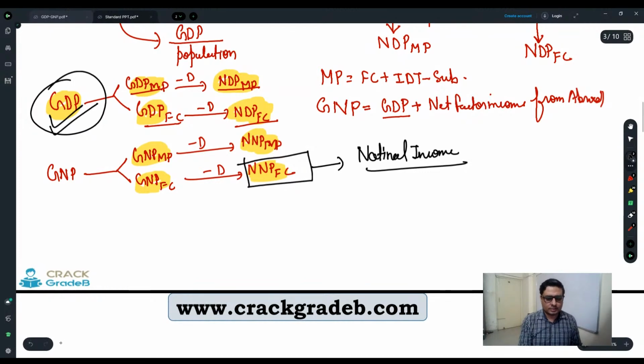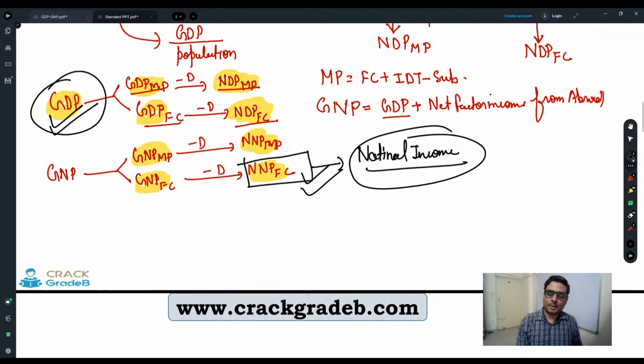Have you ever heard of NNP at factor cost? In common policy making or even the daily newspaper, everyone from the IMF, the Indian government, the RBI, every organization is saying GDP, GDP, GDP. Right. But when we talk about the national income, we calculate the national income in terms of net national product at factor cost, NNP at factor cost.